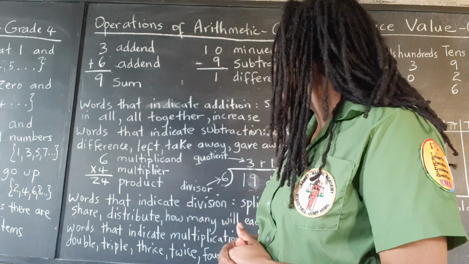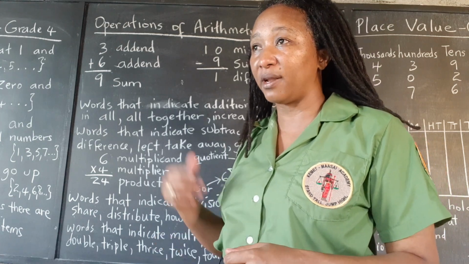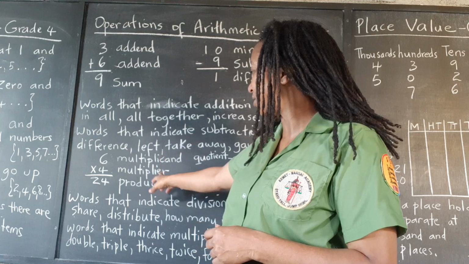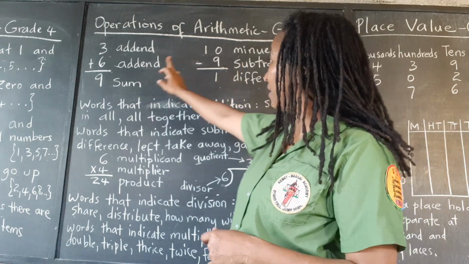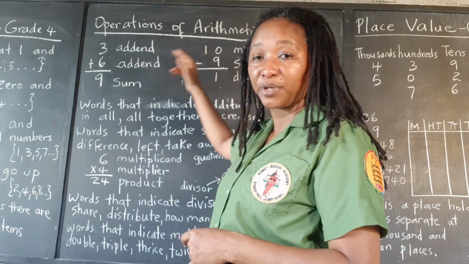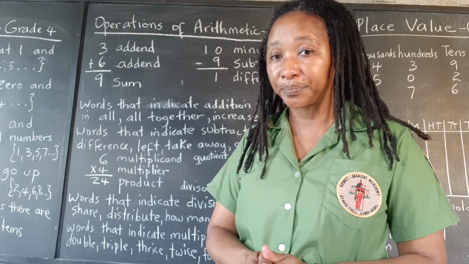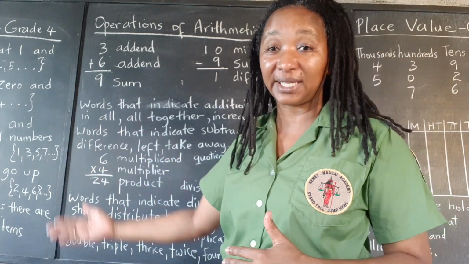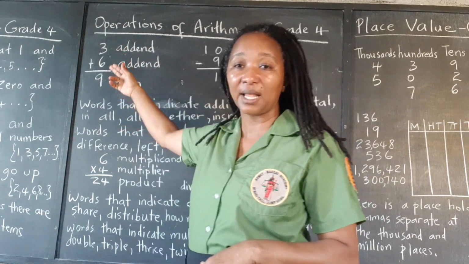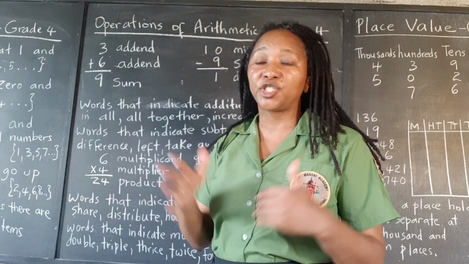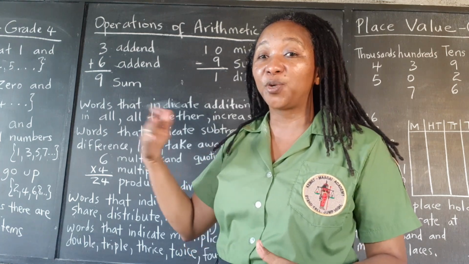Right? Now, we are able to reverse these operations by doing the opposite operation. So the opposite of multiplying is dividing, the opposite of dividing is multiplying, the opposite of addition is subtraction, opposite of subtraction is addition. So if we want to check our results, we can check by reversing the process. So if we added 3 plus 6 and we got 9, and we want to check, we just want to make sure that our answer is correct, we can do the opposite operation.